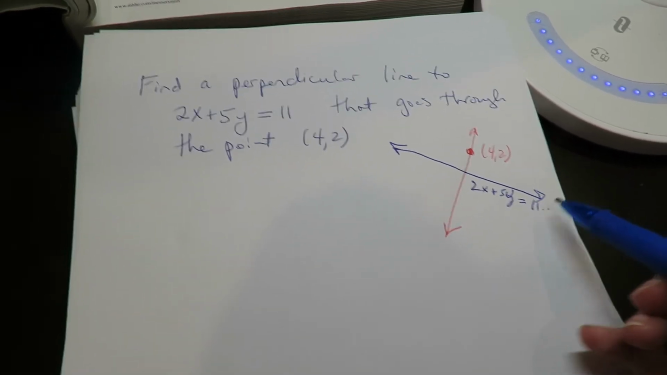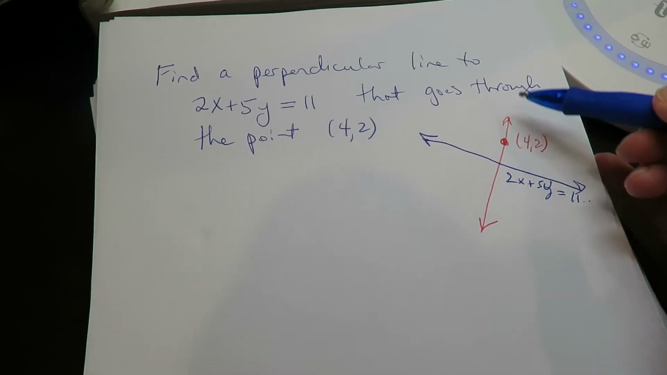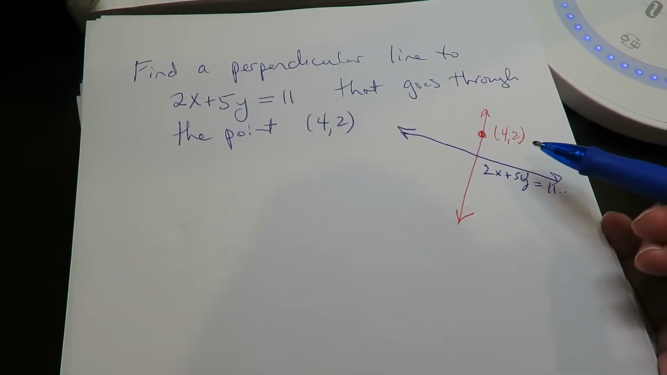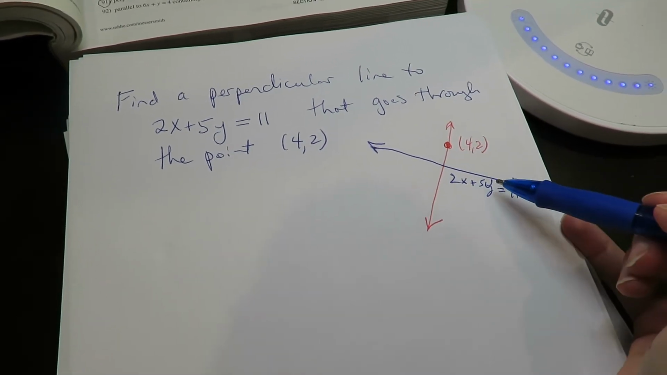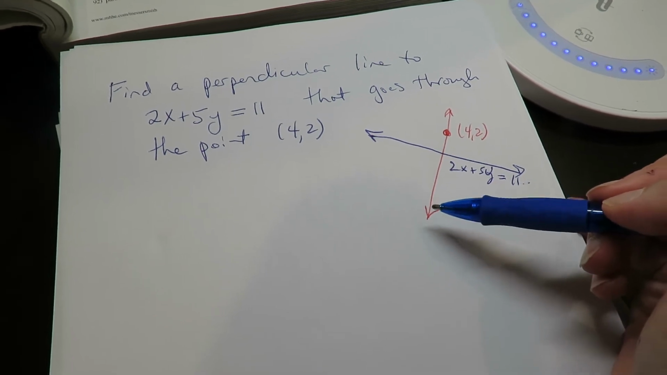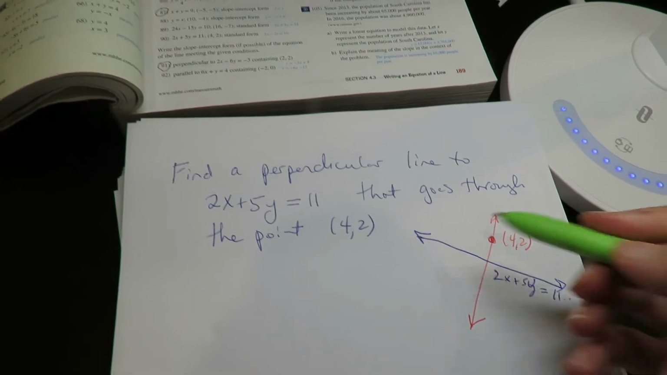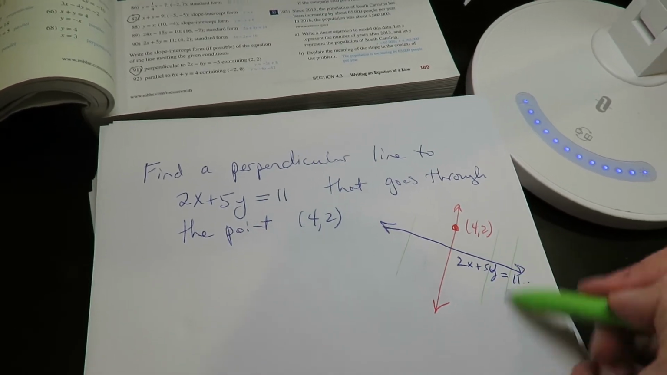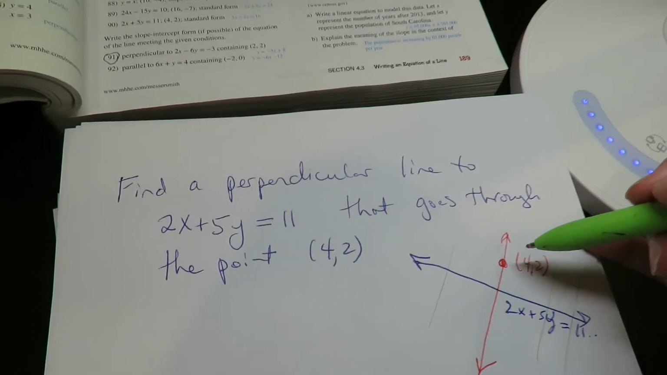This is the original line. So I want to create something perpendicular to it. That means it's at right angles to it. Makes it like a T, that's a right angle. And as it's going to be perpendicular to it, it also has to cross through this point, because there's actually a lot of perpendicular lines. But I want the one that goes through it perpendicularly and touches (4, 2).